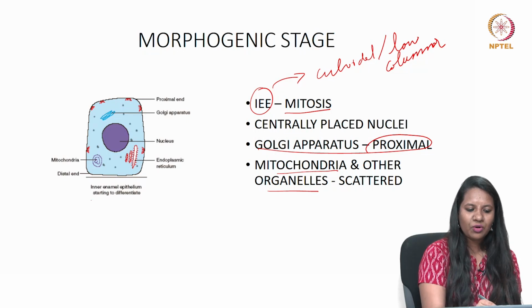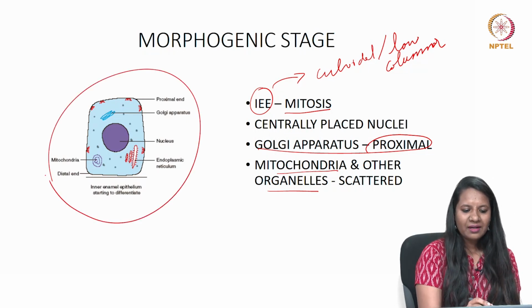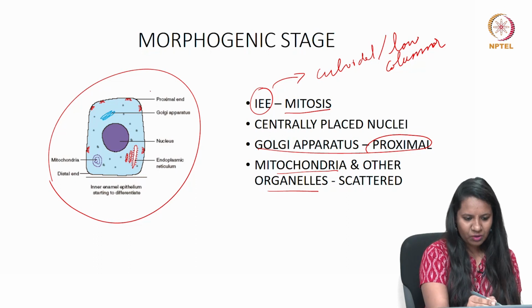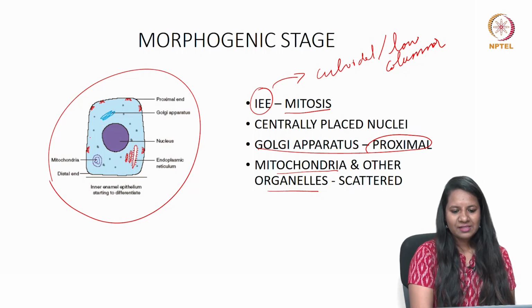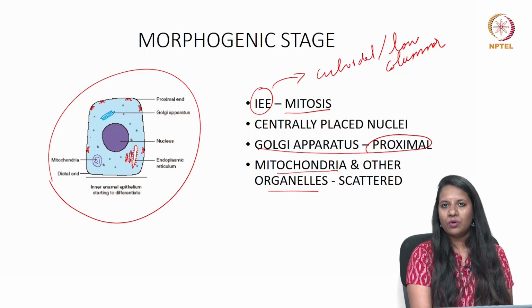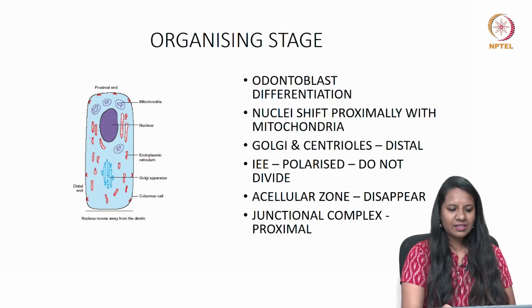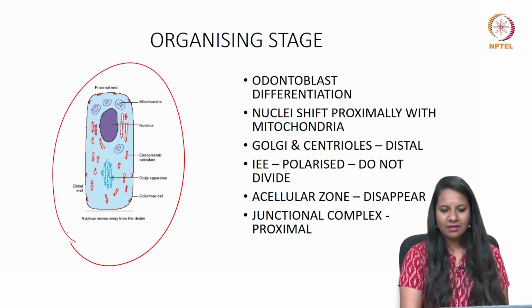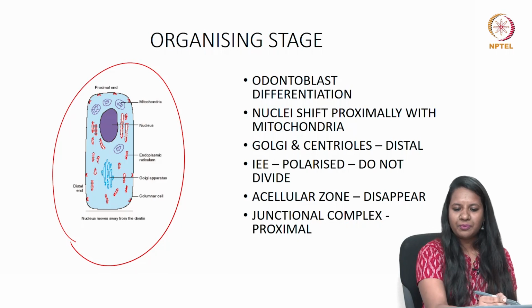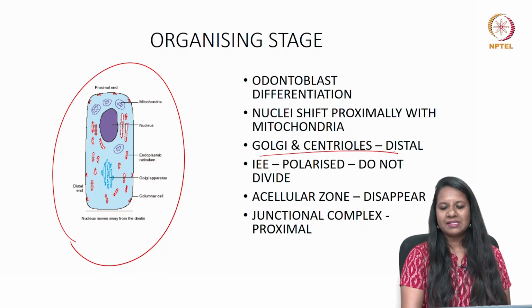Here is the picture of a morphogenic stage ameloblast, where the Golgi apparatus is in the proximal area and the other organelles are just scattered. Look at the size of the ameloblast, which is either cuboidal or low columnar. Moving to the organizing stage, now you can see the difference in the size of the cell. The nuclei will shift proximally with mitochondria. Golgi and centrioles will be present distally.